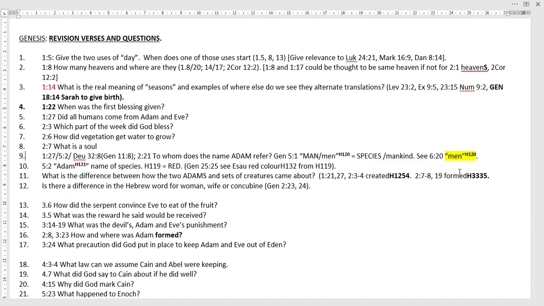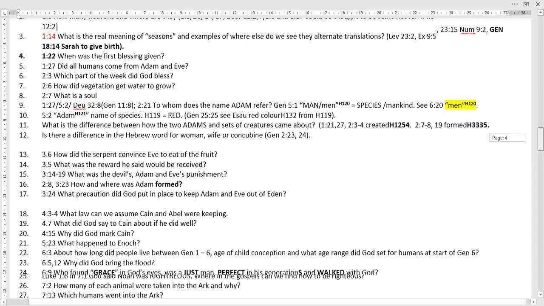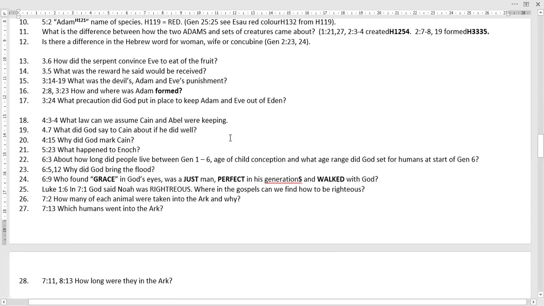Okay, next question, number 14. What was the reward? He said, as I said, to be like God, to know good and evil, and so forth. Question number 15. What were the devil's, Adam's, and Eve's punishments? We see this in Genesis chapter 3, verses 14 to 19.